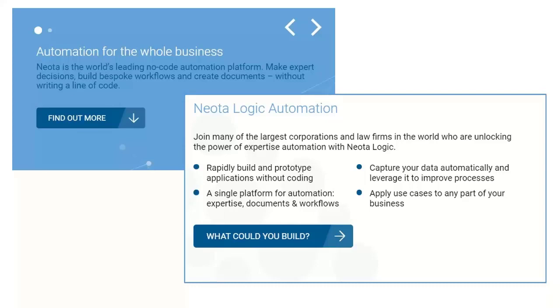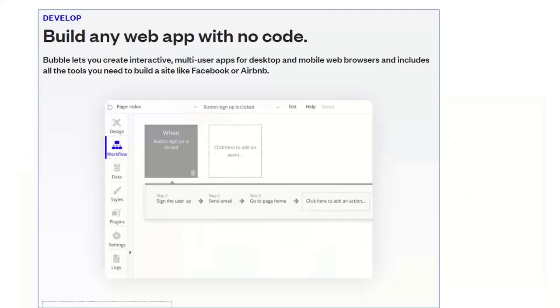Neota has now adopted the word no code. I'm glad they did because they've been doing this almost as long as we've been doing A2J Author, selling into the law firm space. Again, look at the wording: rapidly build and prototype applications, single platform for automation, capture your data, apply use cases. So there's a lot of similarity even in the language.